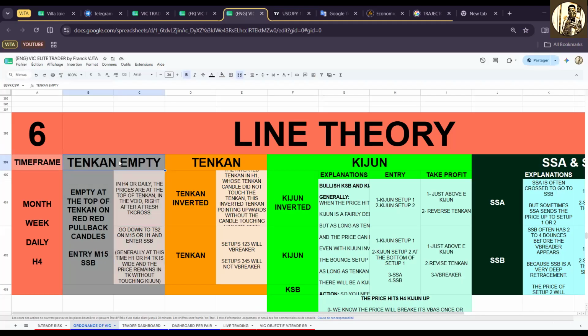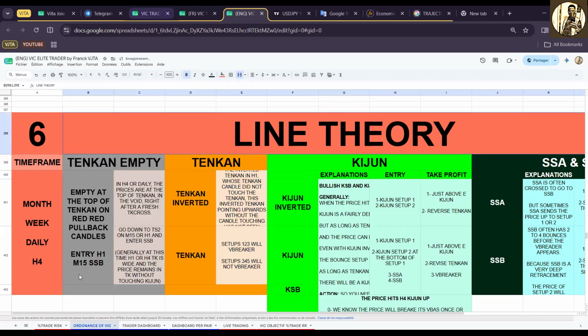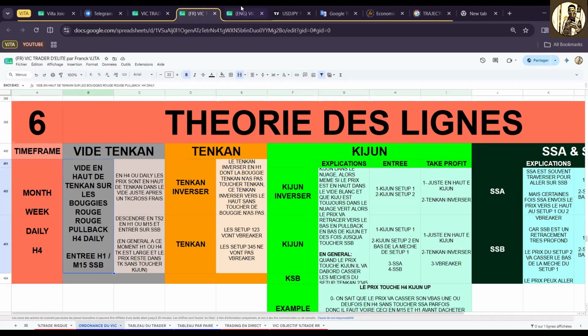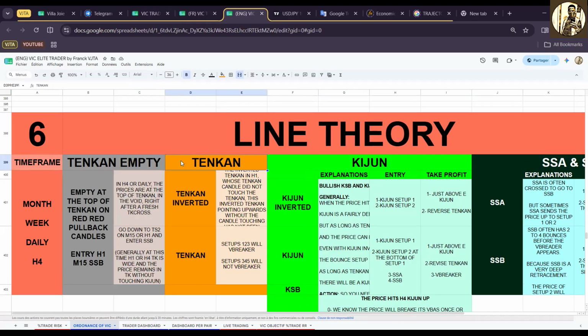So above Tenkan on the MT, you have the red pullback. Enter on H1 SSB. Exactly. Enter on H1 SSB or M15 SSB. So yeah.